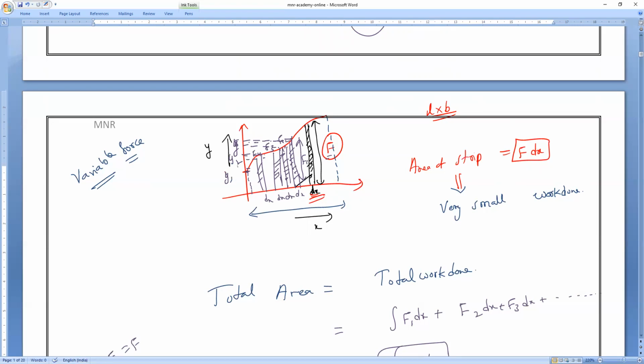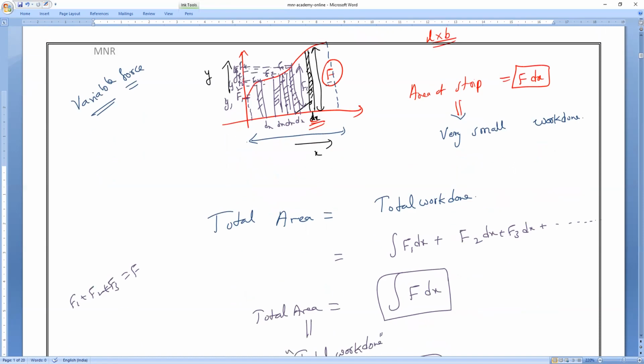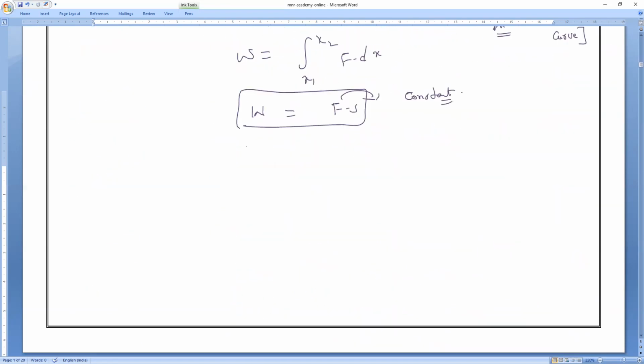Now we can see our total work done. This is F1, this is F2, this is F3, and this is F4. So how to find it? By using integration. We will break every part into small strips and find the total area, which will give you the total work done by the body. I hope everybody understands. Please respond if anybody has any doubt. Clear, guys?